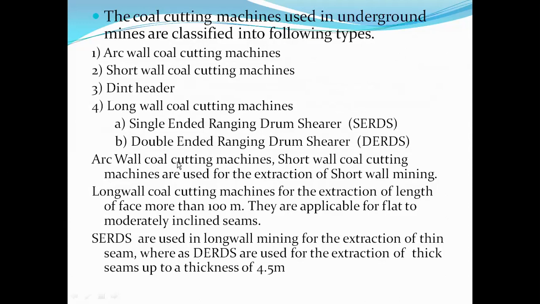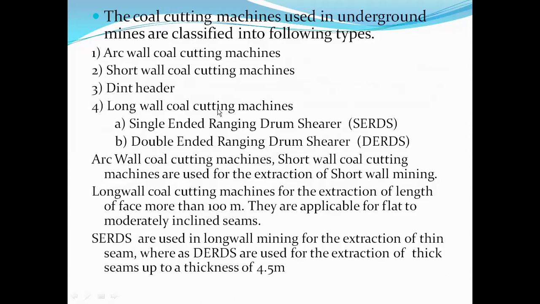Arc wall and short wall coal cutting machines are used for the extraction of short wall mining. That is, if the length of the seam is small and we need to extract it, the coal cutting machine used is known as either arc wall or short wall coal cutting machine. Next, long wall coal cutting machines are used for the extraction of a coal face of length more than 100 meters. Generally, long wall mining is applicable for flat to moderately inclined seams.